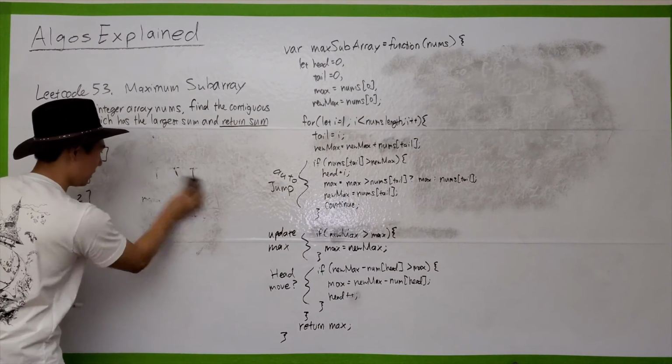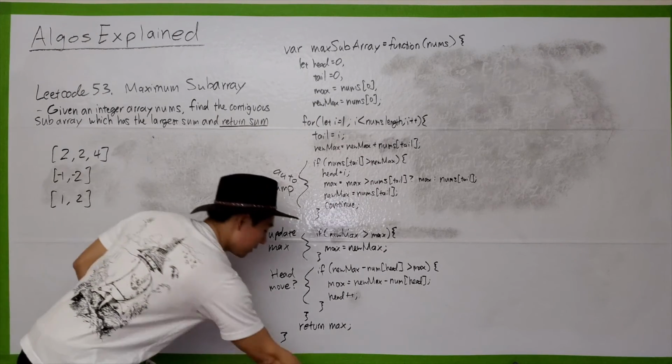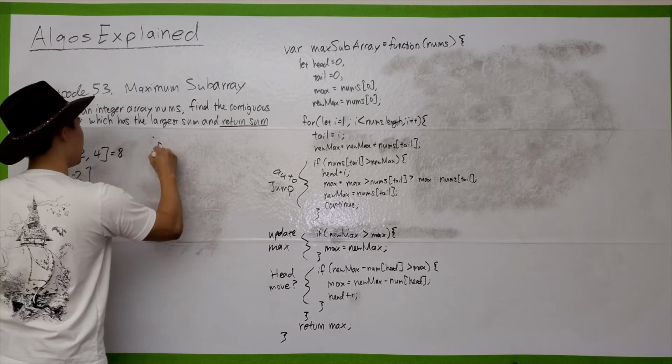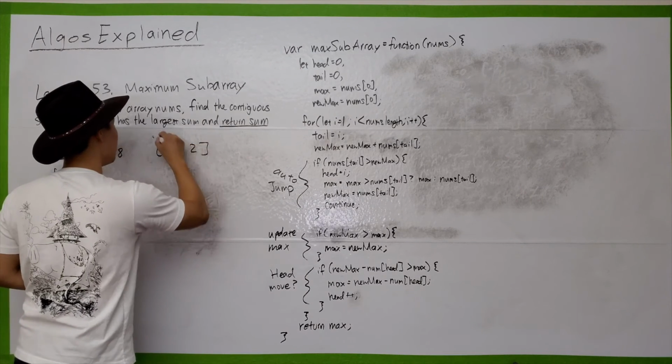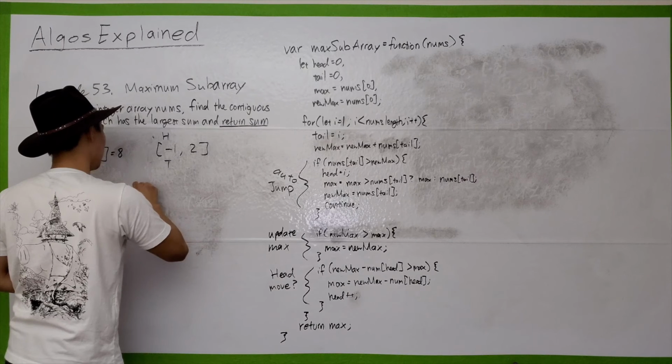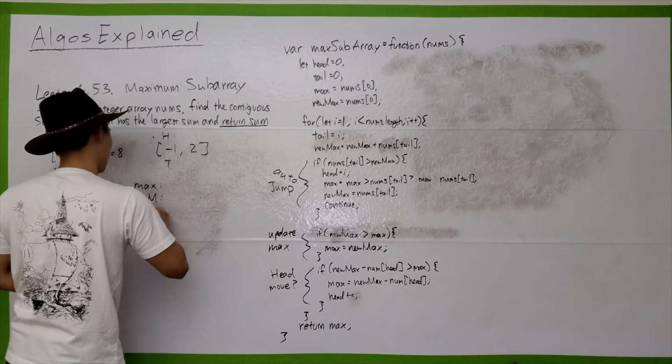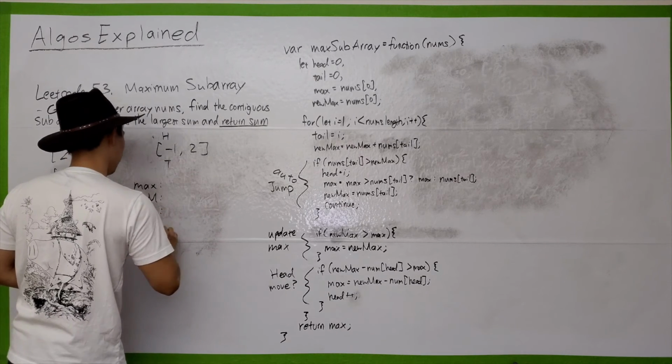All right, got that. So now we do -1 and 2. Tail, max, new max, the head and the tail.